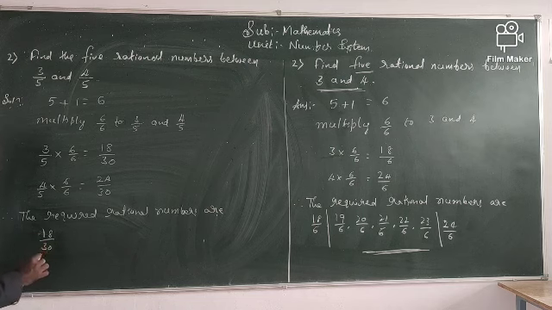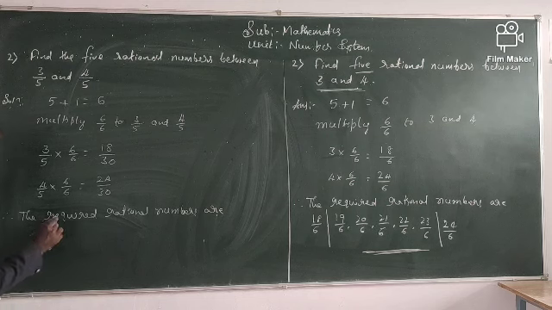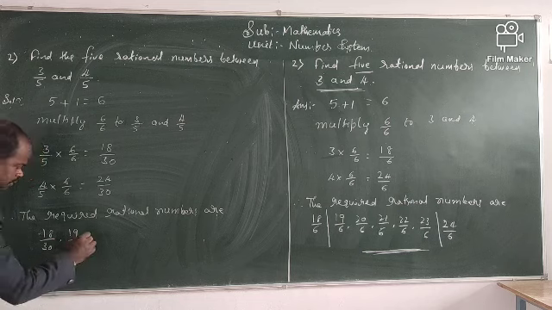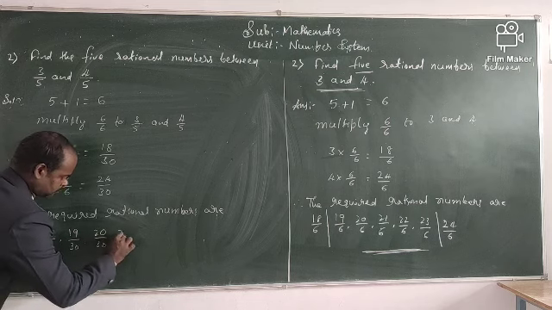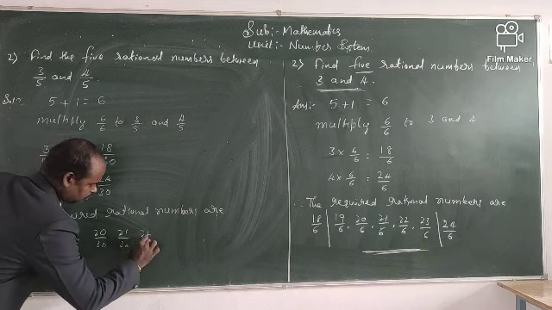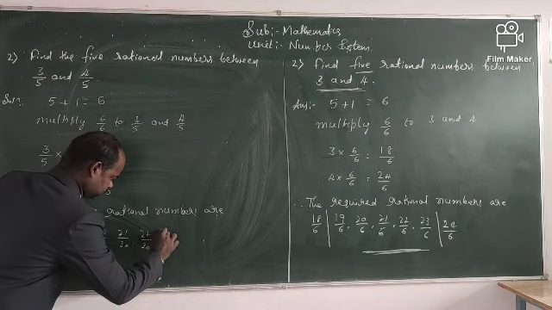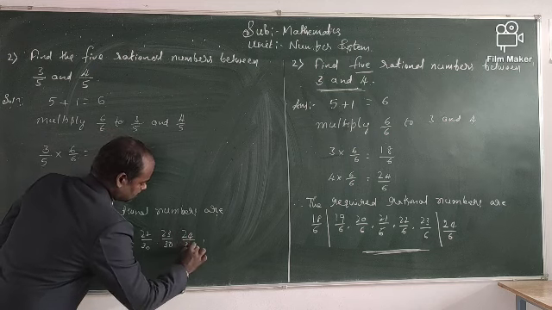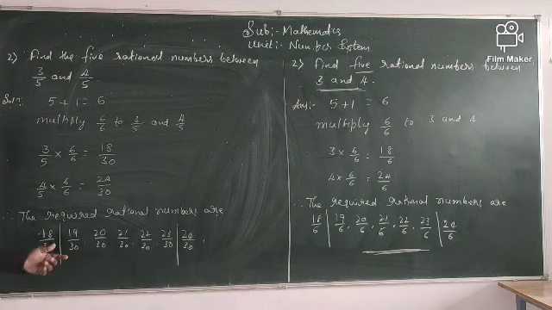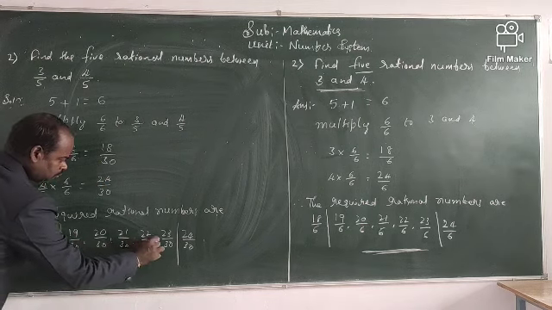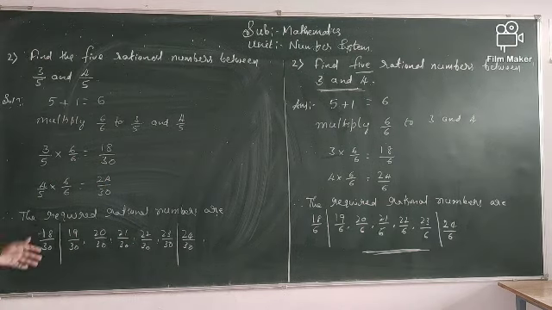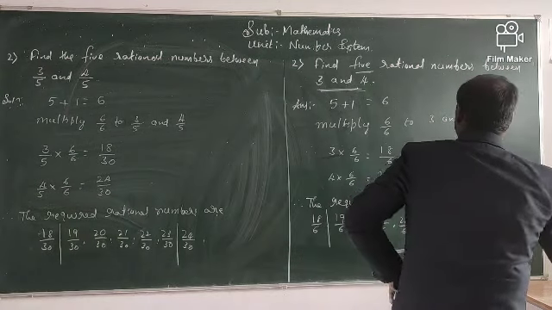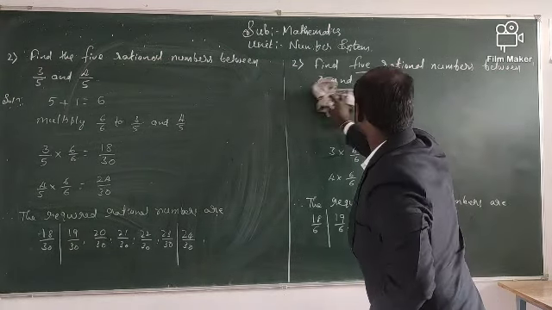18 by 30, comma, in between how many numbers are there? Count: 19 by 30, 20 by 30, 21 by 30, 22 by 30, 23 by 30, and 24 by 30. See here. This is 1, 2, 3, 4. These are the required rational numbers in between 3 by 5 and 4 by 5. Understand? Shall we go to the next problem? Okay. Next problem also.